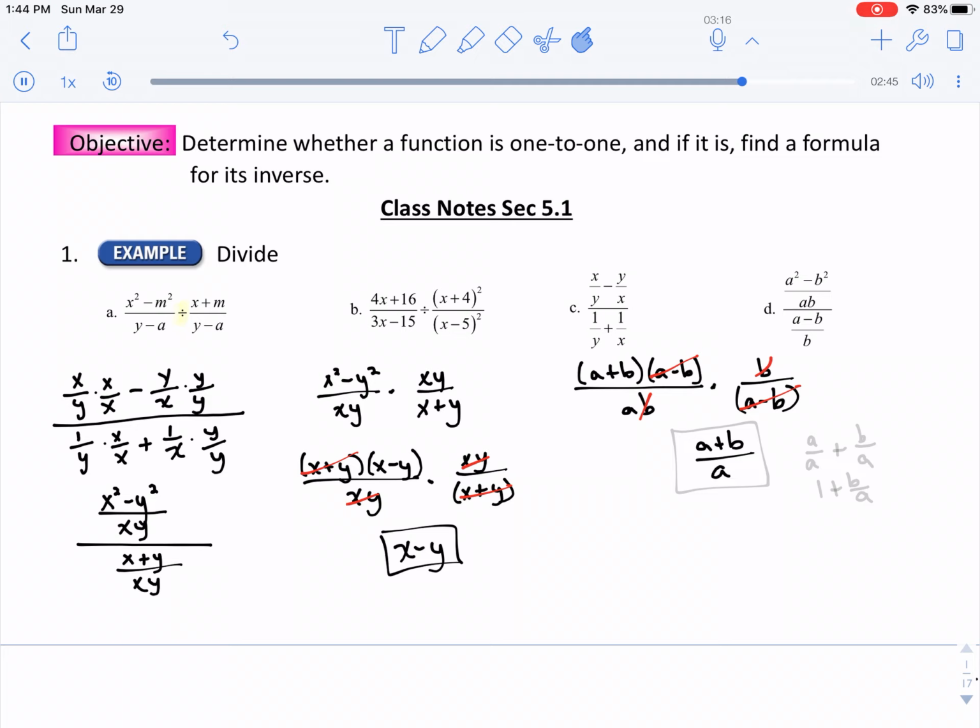And normally that's how we would write the answer. Some of you are going to have a tendency to go in there and cross out those a's, and you can't do that because remember that this a in the denominator has to be distributed to both terms, and if you wanted to do that, it would look like this. And you get 1 plus b over a, which is not in simplest form.